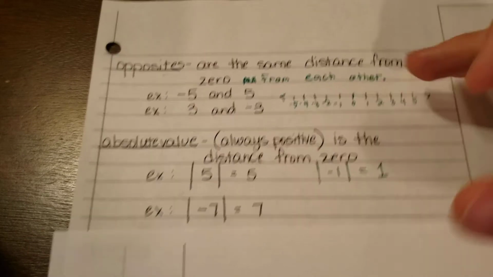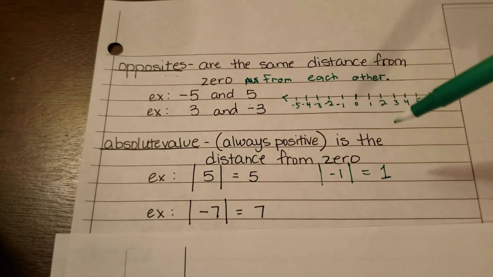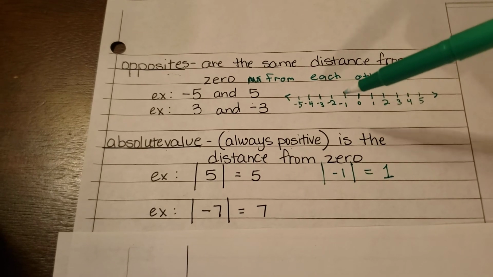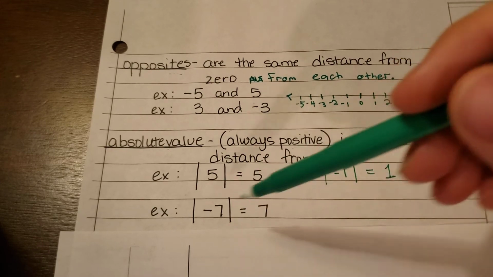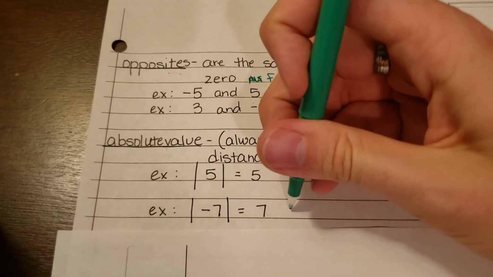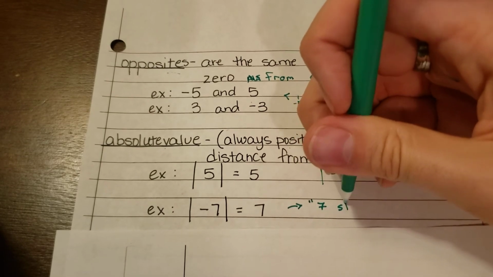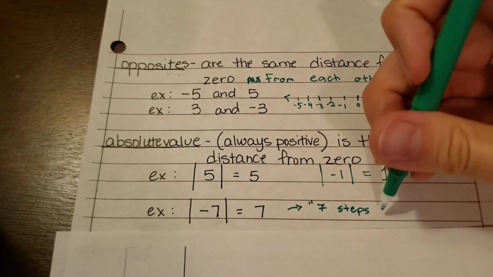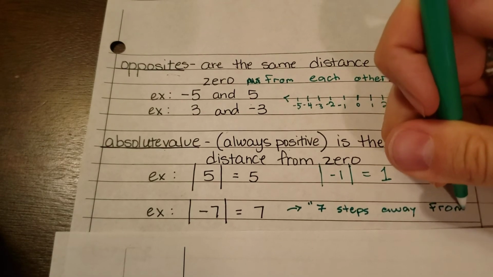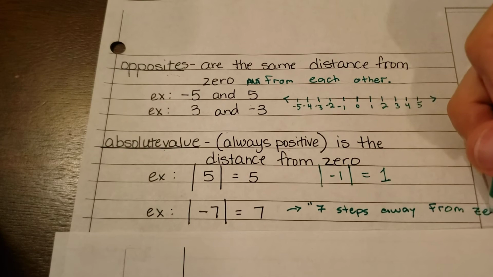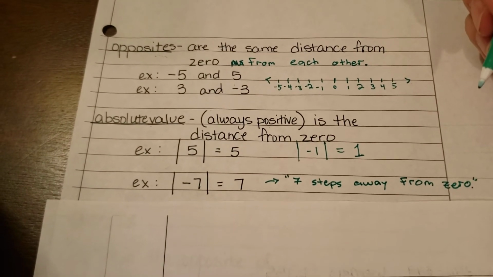Okay? Just like the absolute value of negative 7. Again, how many steps away from 0 are we taking here? 1, 2, 3, 4, 5, 6, 7. We are taking 7 steps. Think of it like this. 7 steps away from 0. Okay.